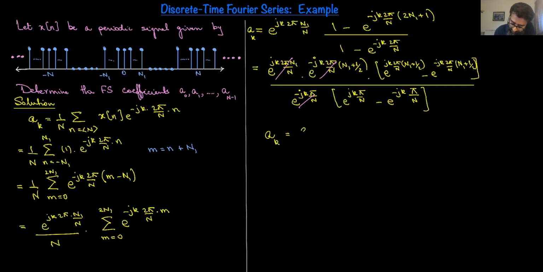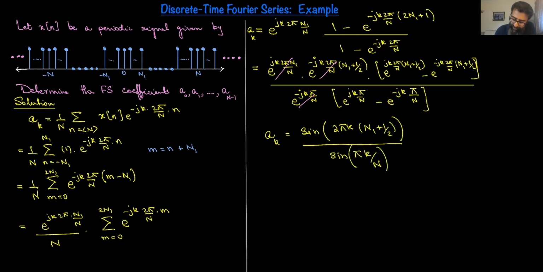the relationship that we're going to get is a_k is equal to sine of 2 pi k times n1 plus half, divided by sine of pi k divided by N.